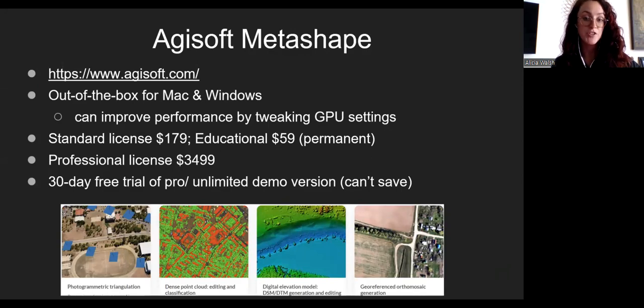So, of course, you get more features on the professional, such as georeferencing, being able to add scale bars, and some automation options. So Agisoft is suitable for both close range and aerial photogrammetry, and it can produce 3D point clouds and meshes, digital elevation models, and orthophotos.